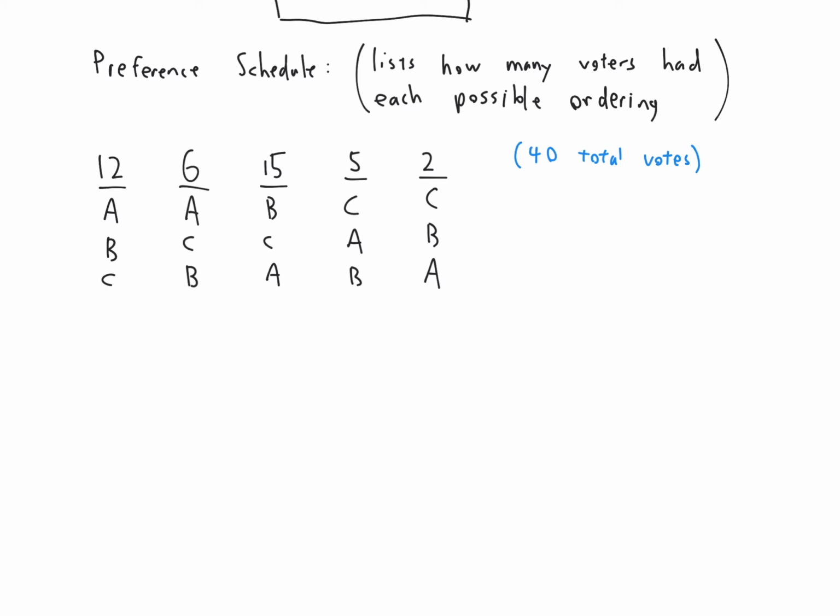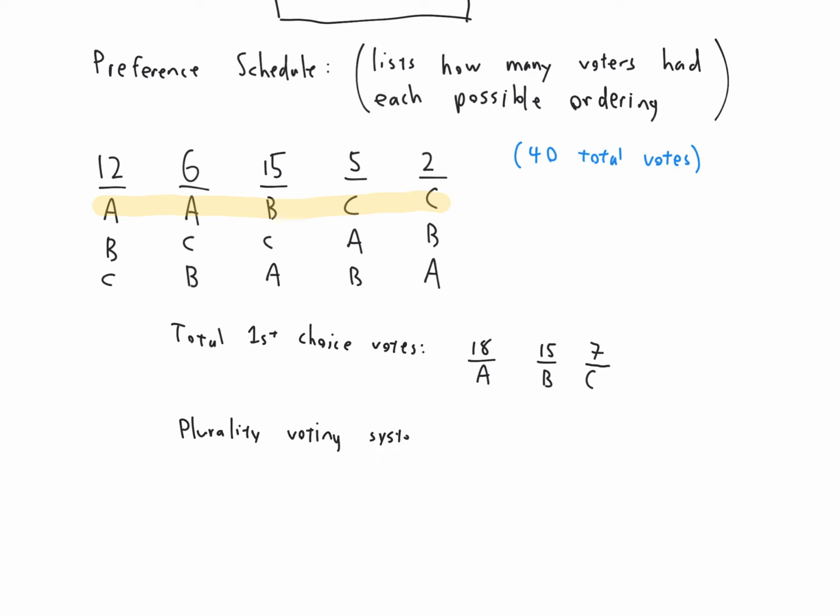So looking at just the top row, just people's first choices, we can tally how many voters had candidate A as their first choice, candidate B as their first choice, and candidate C as their first choice. Any of the voters in the first 2 columns had A as their first choice, so 18 voted for A. 15 voted for B as their first choice, and then the last 2 columns had 7 votes for C. So from that information, we can say that using the plurality voting system, the extended ranking of the candidates is A with the most first choice votes, B with the second most, and C with the third most.